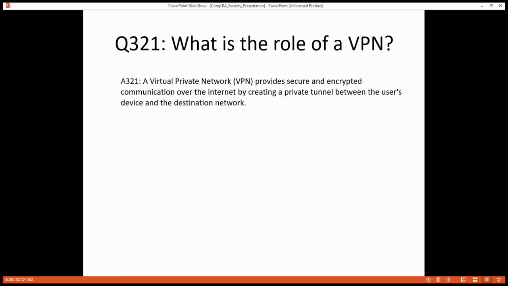Q321. What is the role of a VPN? A321. A virtual private network, VPN, provides secure and encrypted communication over the Internet by creating a private tunnel between the user's device and the destination network.